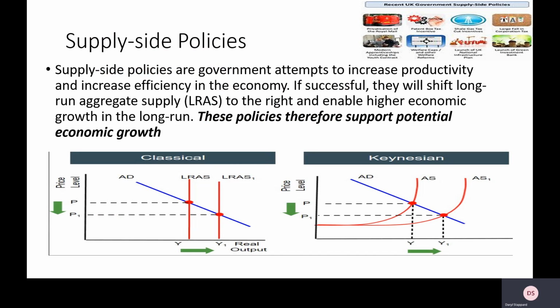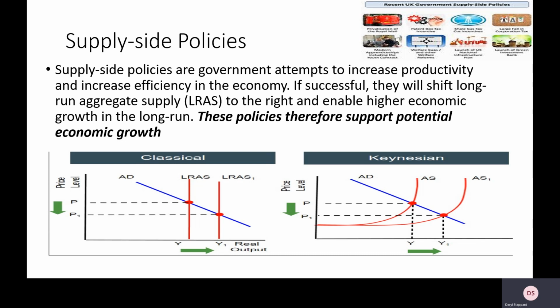Right, so first of all, then let's think about what supply side policies are. Now, all these are deliberate attempts by the government to improve the productivity and the efficiency of the economy. So the idea would be that if these are successful, they will create potential economic growth. So they will either improve and or increase the factors of production of the economy.